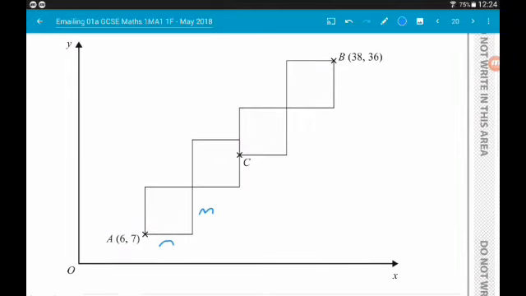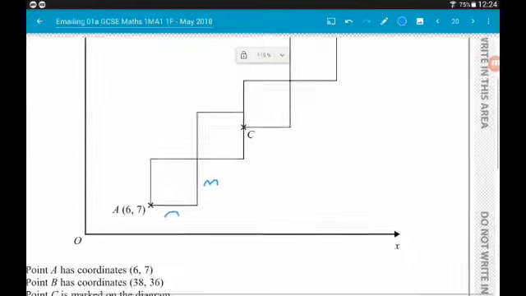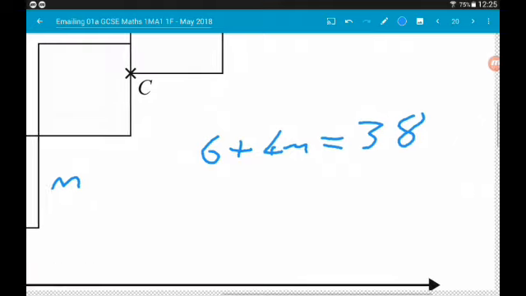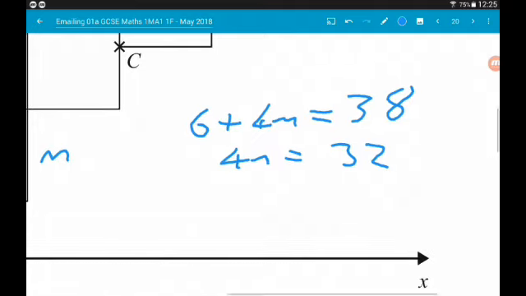So we know then, we can get that equation here. We know that 6 add 4 base lengths, so 4m, is equal to 38. Now if we take 6 away, we get 4m is 32, and then divide by 4, m is equal to 8. So now we know the side lengths of the square.